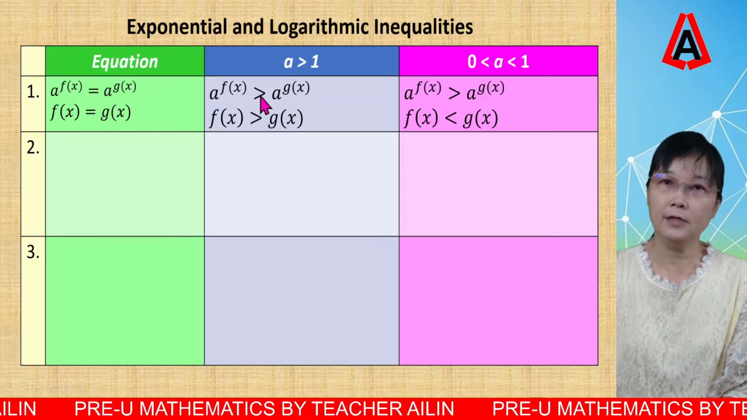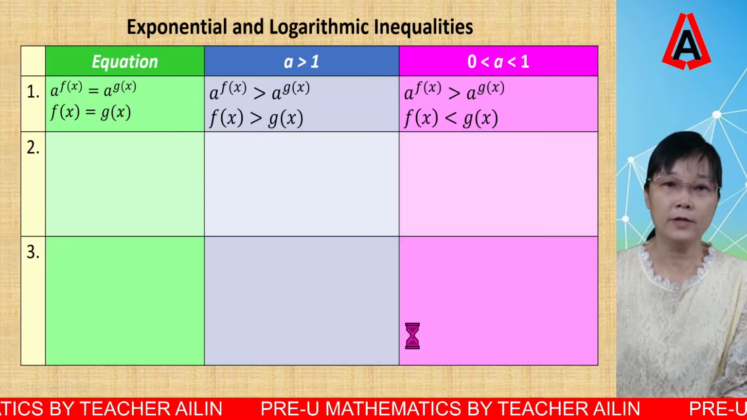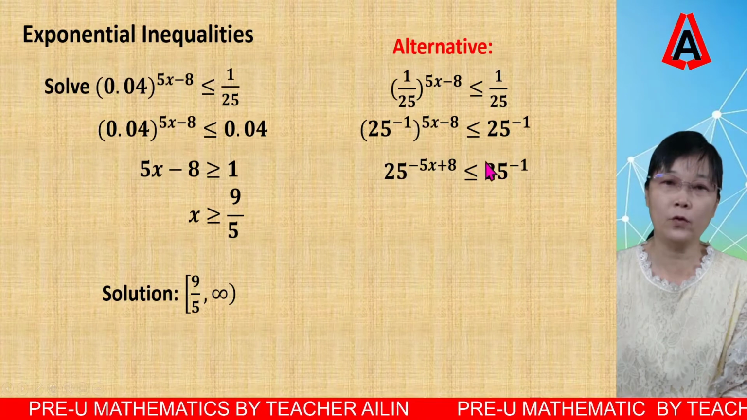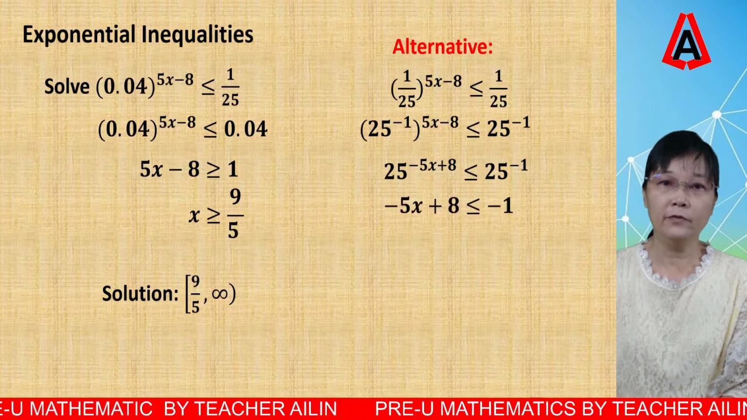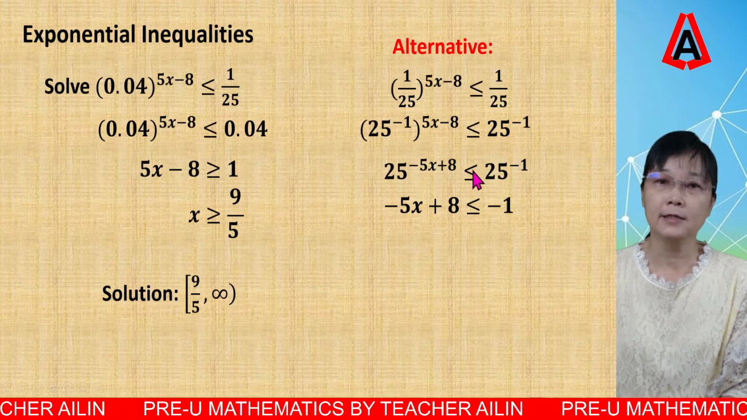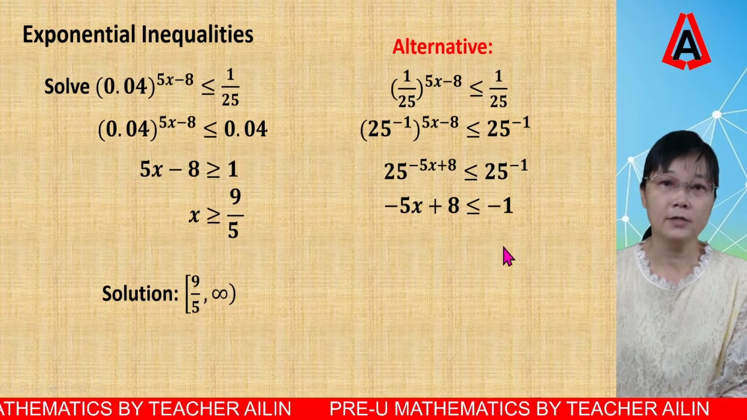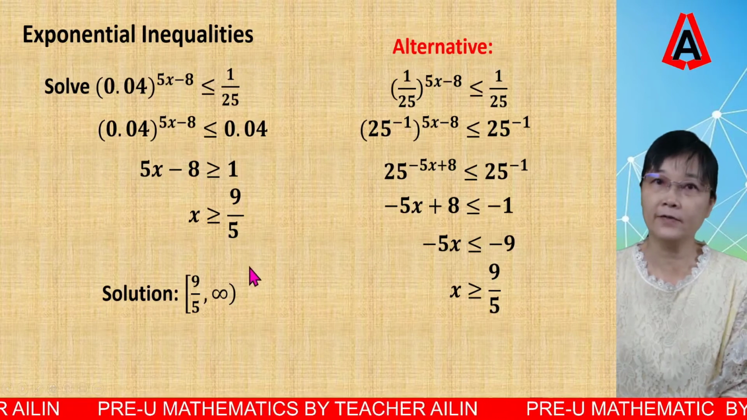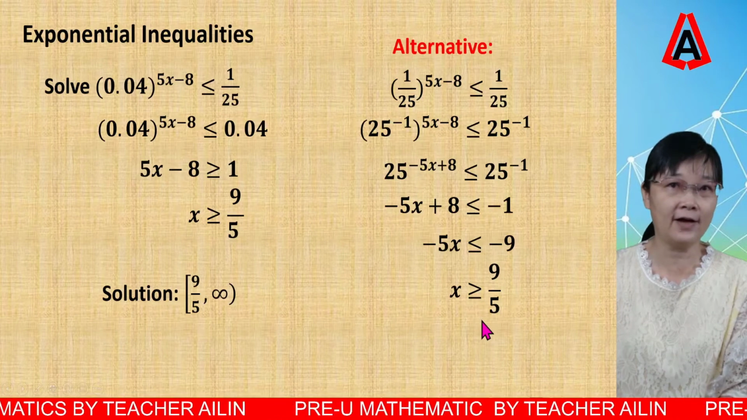If the inequality is less than, then the exponent is also less than. So now we go back to the question. Since the base is 25, which is greater than 1, and the inequality is less than or equal to, when we move on, the exponent negative 5x plus 8 is also less than or equal to the exponent negative 1. So when we simplify, we get the same answer as the first method, that is x is greater than or equal to 9 over 5.